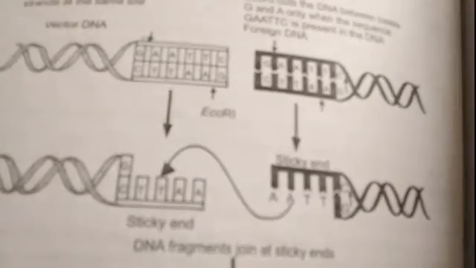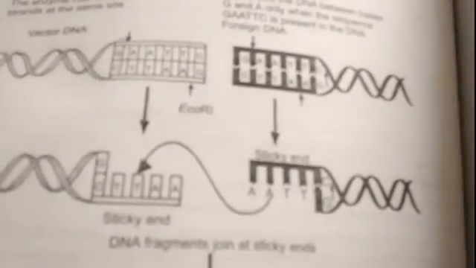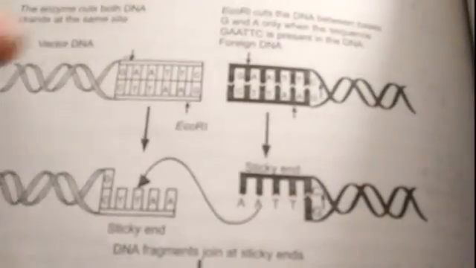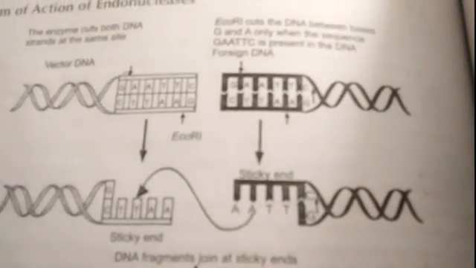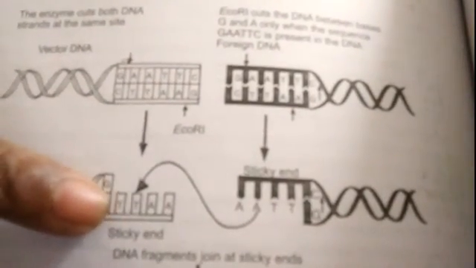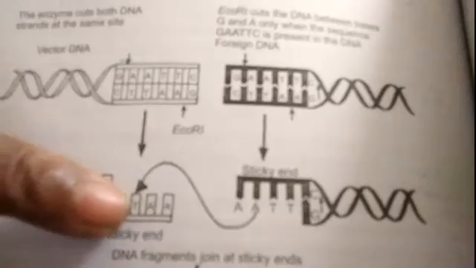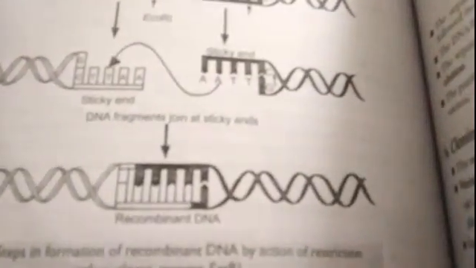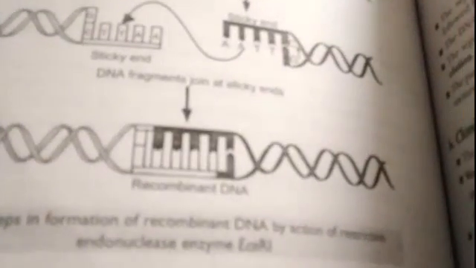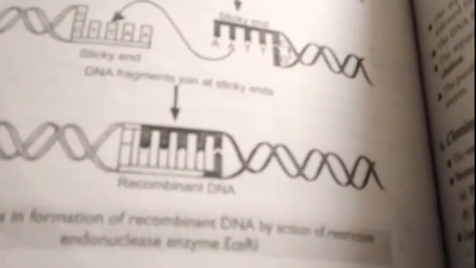So here you can see this is the vector DNA and the foreign DNA, and they are cut by EcoRI, and finally they are rejoining, clear, to form a united one. So this is recombinant DNA.